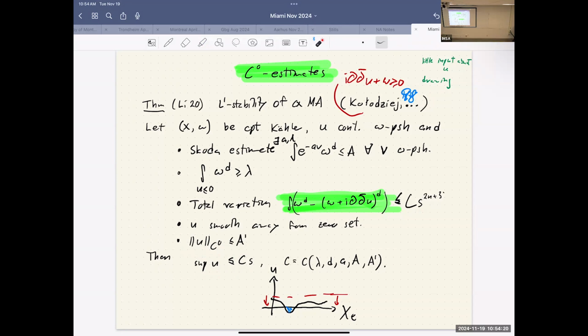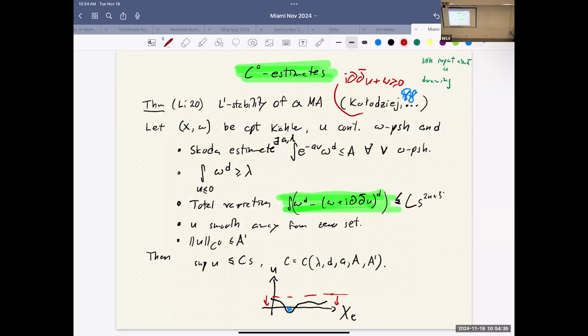So it's somehow remarkable in that sense that there's so little information, such a coarse bound on u, that goes into this. But as long as you have these other estimates here, the Skoda estimate, for example, you still get them.